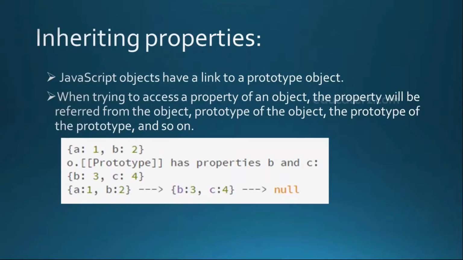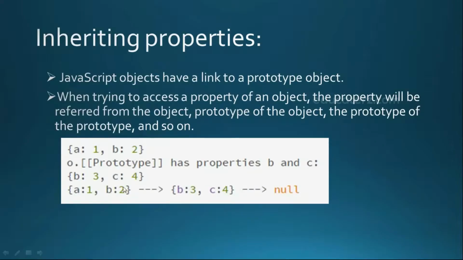Let's check how we inherit the properties. JavaScript objects have a link to a prototype object. As I mentioned before, when trying to access a property of an object, the property will be looked up in the object, the prototype of the object, the prototype of the prototype, and so on. What does this mean? Let's say we have a created object containing two properties called A and B with values 1 and 2, and that object name is O. O.prototype refers to an object which has the properties B and C with values 3 and 4. So O.prototype will point to this object.